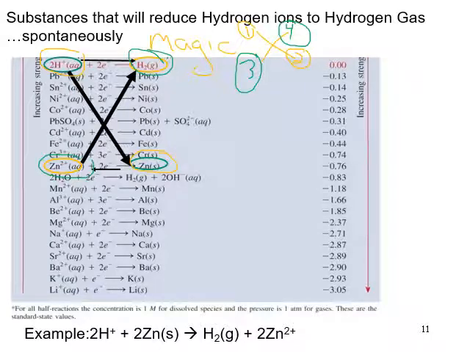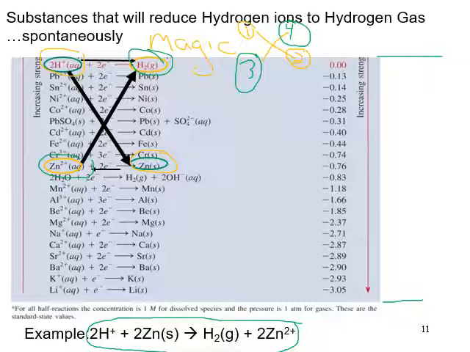I just chose 2 half reactions from table 18.1. And you see what I did here is I cut this table in half. I cut everything below the SHE. Everything below the SHE is going to reduce hydrogen ions to hydrogen gas, and then hydrogen ions will oxidize everything below it to the respective ions. So check out the reaction that then occurs. This is the spontaneous chemical reaction between hydrogen ions and zinc.